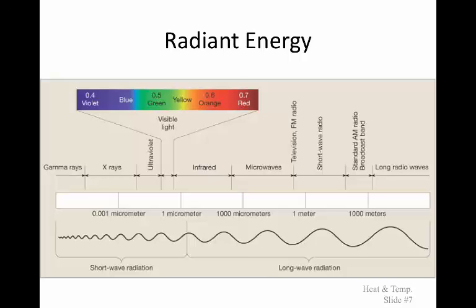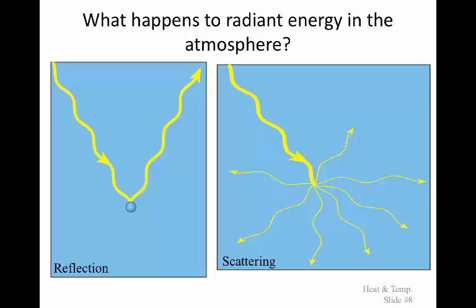All right, so let's go ahead and talk about how radiant energy is handled in the atmosphere. Let's go to the next slide. So radiant energy can reflect and scatter. And I want to talk about what those terms mean specifically.